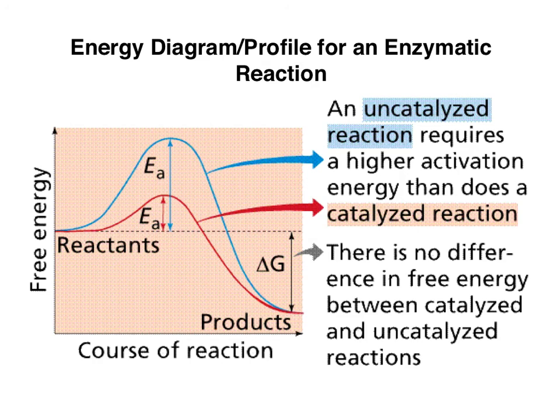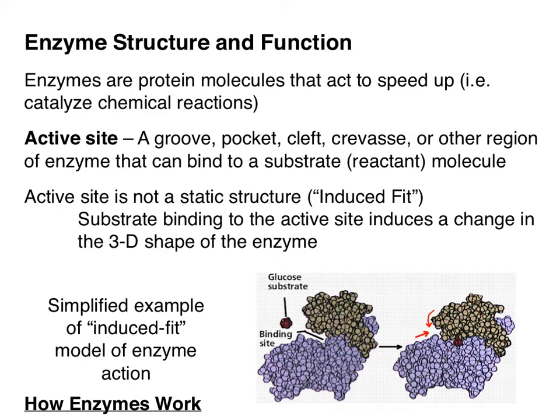And of course, because that activation energy barrier is smaller, the reaction is considered to be catalyzed and can occur much faster than it would in the absence of that enzyme. So what are these enzymes and how do they work? Enzymes in general are protein molecules, although you'll learn later on that enzymes can also be RNA molecules, and they act to speed up chemical reactions. How do they do it? By lowering the activation energy barrier.